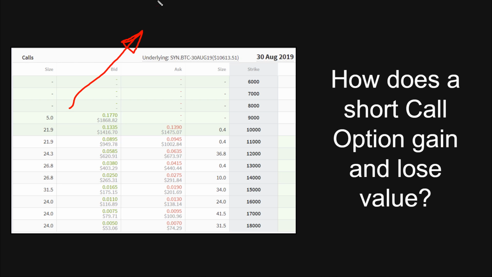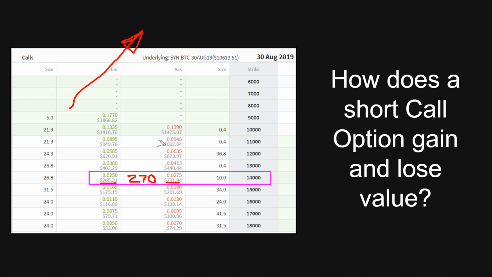So let's pick on that $14,000 call again. And let's just say that we'd love to be able to sell it for $291. The market makers would love to sell it to us for $265. Let's say that we can negotiate $270.